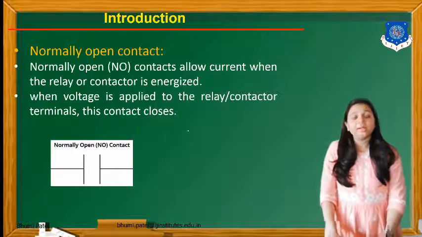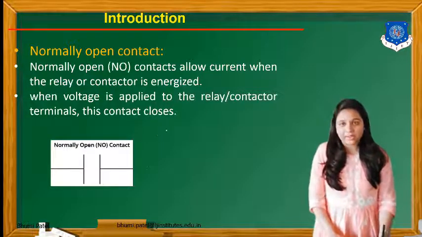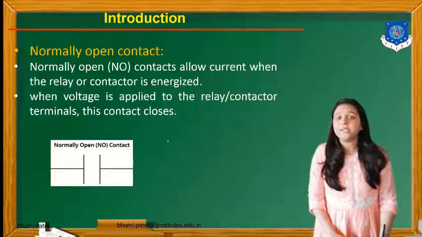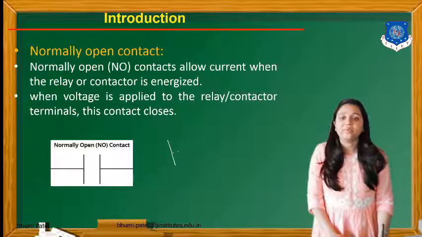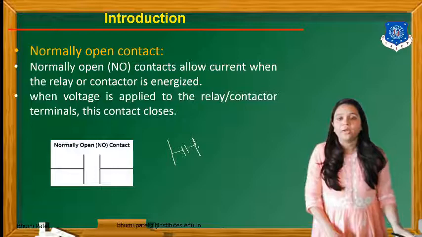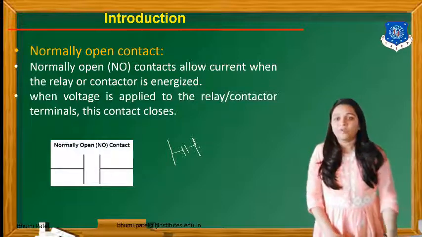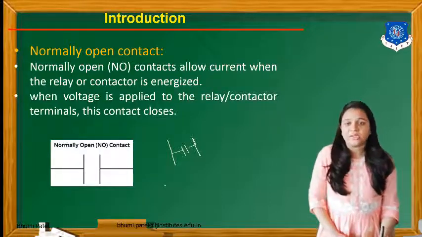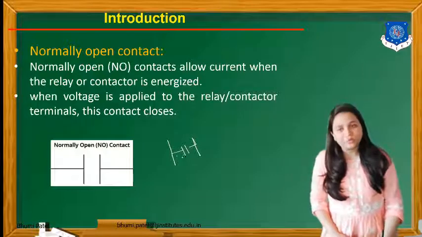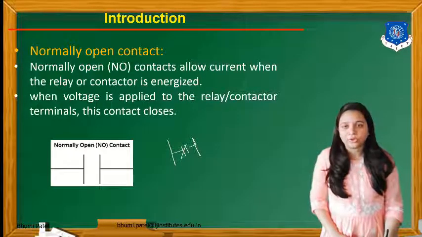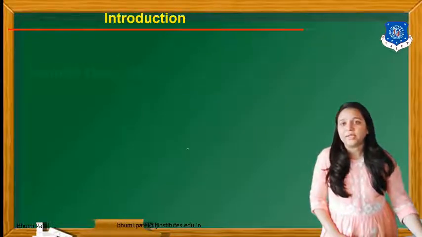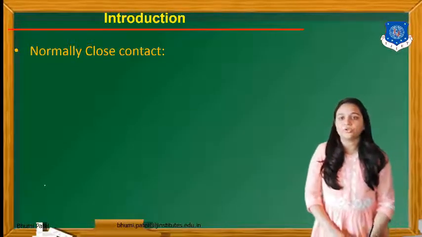Whenever in this PLC programming diagram, in the ladder logic diagram, our logic is an open circuit, at that time we draw the normally open contact. Clear? Now, when voltage is applied, that means if the input is applied to this particular circuit, it closes. Now, the next one is the normally closed contact.